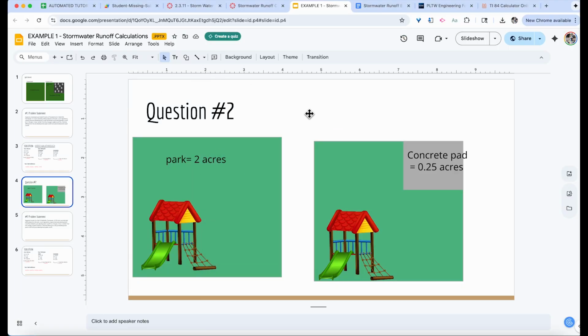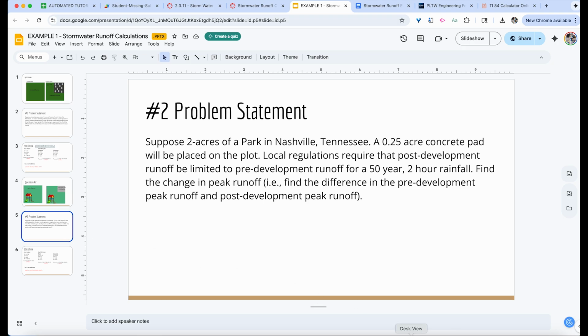In this video we're going to be going over another stormwater runoff calculation example problem. In this case, question number 2, we've got a park that has an area of 2 acres. This is pre-development, and then we're going to add a 1/4 of an acre concrete pad to this park area. So we're going to have a 1/4 of an acre of concrete pad, and then 1.75 acres remaining of the park. Let's get ready to begin.